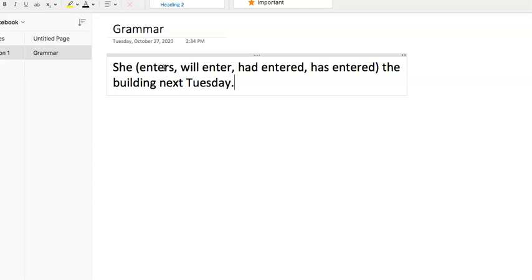Had entered, that's something that would have happened in the past. And has entered is present. So there are two present answers there. So the correct answer, though, is will enter, right? She will enter the building next Tuesday. And that's kind of like two different examples of looking at past, present, future verbs, right? And how to come up with the different answers.